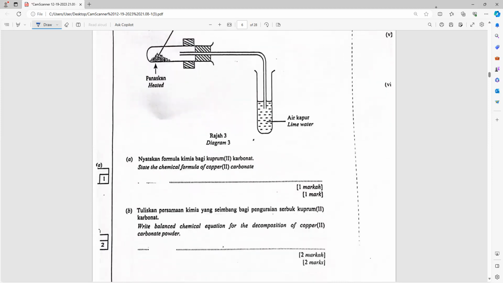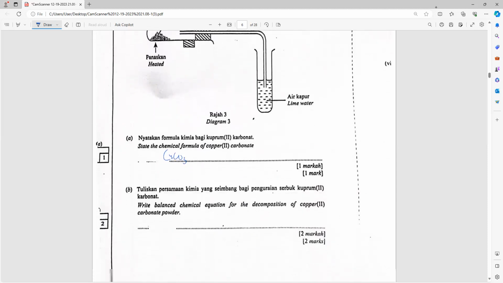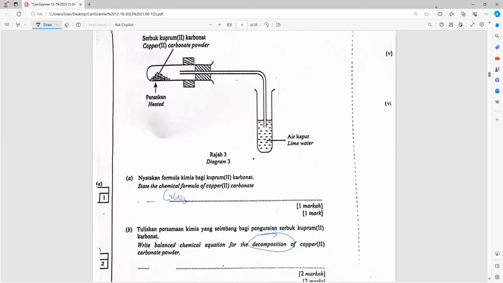What's the chemical formula for copper(II) carbonate? CaCO3. Sorry? Oh, CuCO3, sorry. Yeah, CuCO3, thank you. What is the chemical equation for the decomposition? Decompose means it breaks down by itself. I don't need anything, it will decompose by itself.